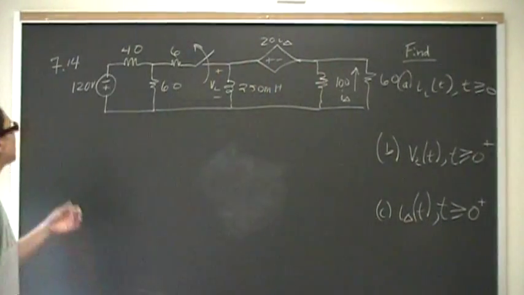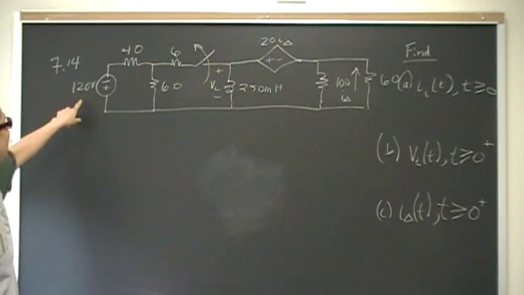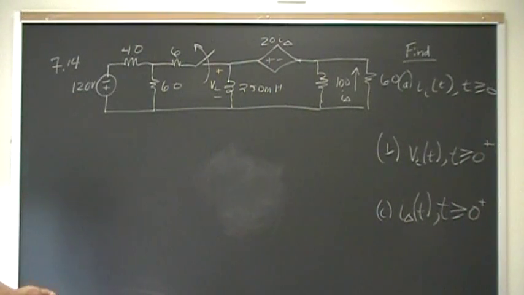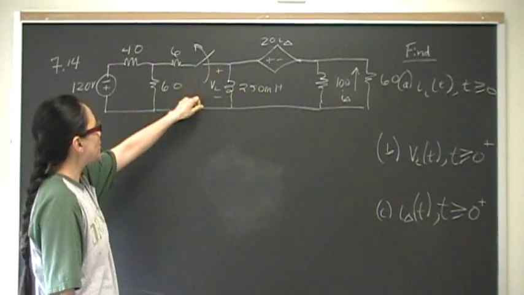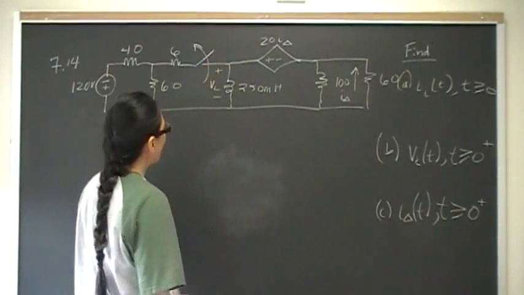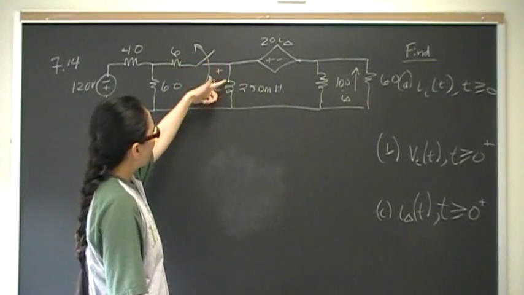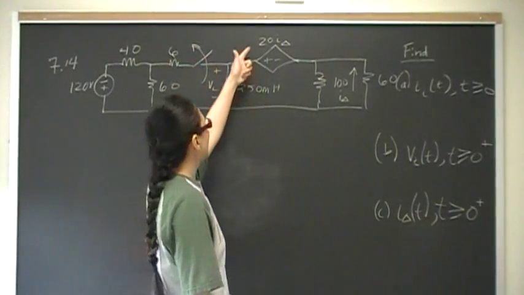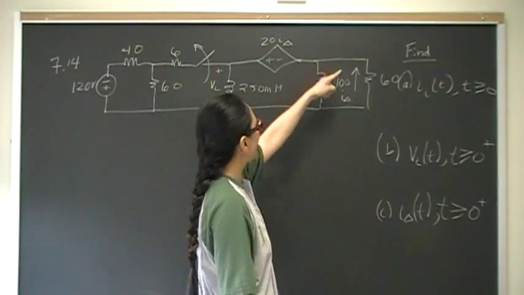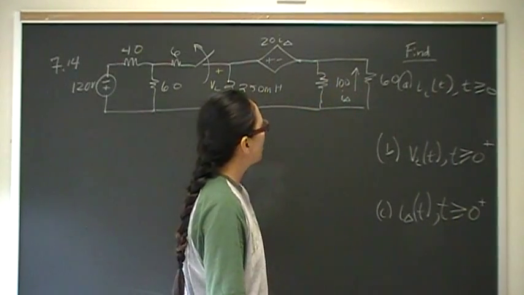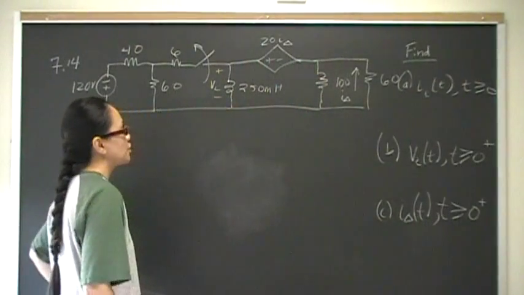Okay, so problem number 14 from chapter 7. We have a 120 volt independent voltage source in series with a 40 ohm resistor. 60 ohms there, 6 there. The switch is closed, and then at time 0 it opens. And it disconnects from an inductor of 250 millihenries, a dependent voltage source that is controlled by the current through the 60 ohm resistor, and that is in parallel with a 100 ohm resistor.